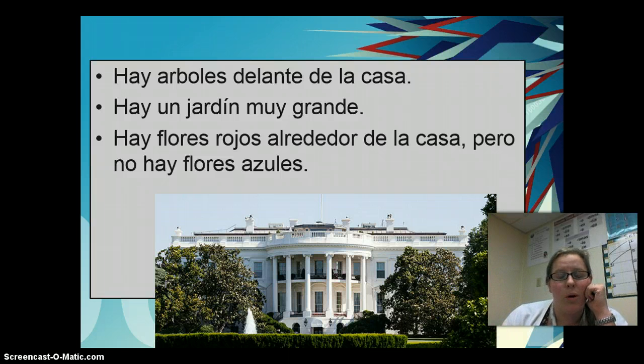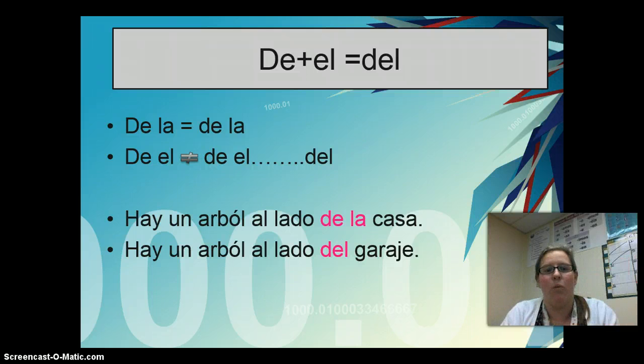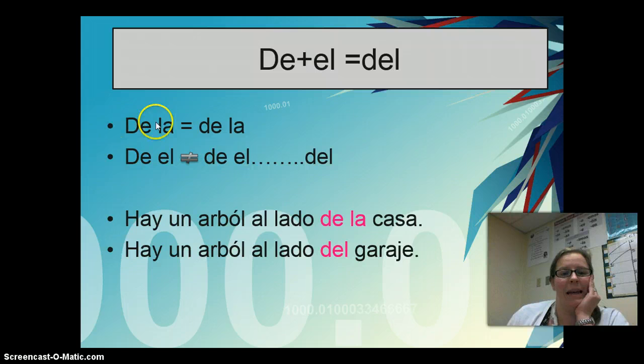So finally, we're going to look at what is this del? What is this only contraction? Well, in Spanish, when you have de and el together in a sentence, they become one and they become del. But you've heard me say that there are no apostrophes in Spanish, and that's true. So this is a contraction without an apostrophe. So what do I mean by that? If we have de la, we can leave it as de la. We don't have to do anything. So our example sentence down here.